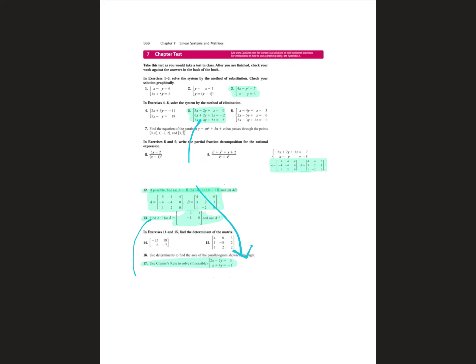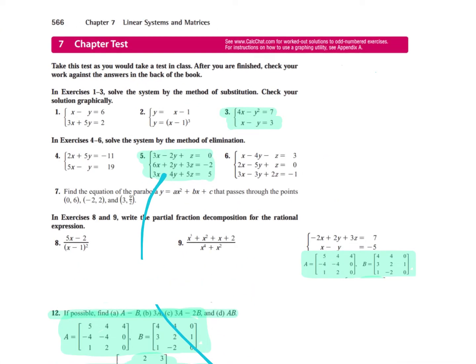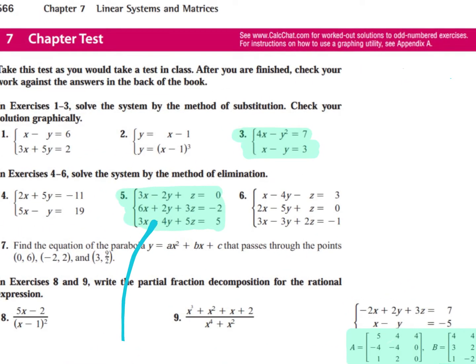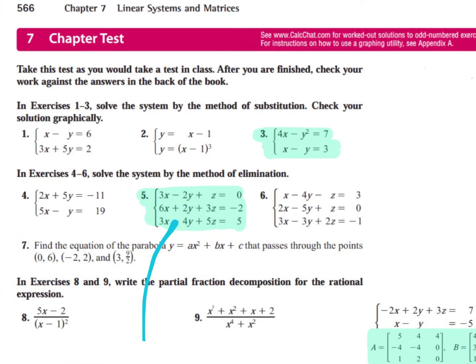So next we're moving on to linear systems and matrices. These, I would say, are probably going to be the easiest types of multiple choice questions because you don't even have to work it out to solve. You can just take the answer choices, plug them into both equations and see if it works. But we're going to work it out anyways. So for number 3, we have to solve the system by substitution.